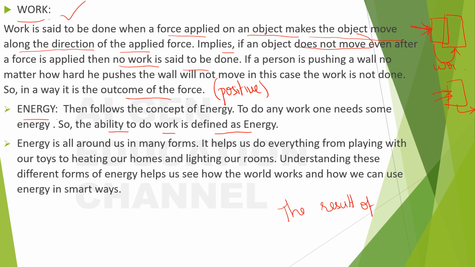So then follows the concept of energy. This statement means that to do any work one needs some energy, and so the ability to do work is defined as energy. Energy is all around us in many forms. It helps us do everything from playing with our toys to heating our homes and lighting our rooms. Understanding these different forms of energy helps us see how the world works and how we can use energy in smart ways. Okay?